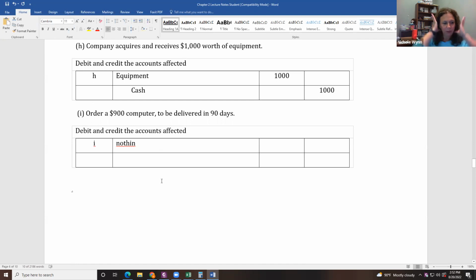So do not do anything with transaction I. Okay, so the next thing I need to do is post. Posting is the last new topic I need to teach you guys about in this chapter, I think. And it's the idea of moving it from the journal to the ledger.